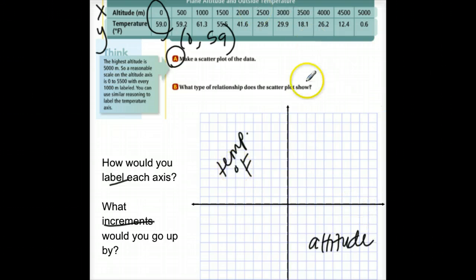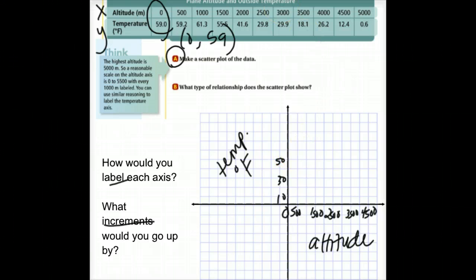Alright, now I need to think about what I want to go up by on my x-axis. As you can see, my data points for x's are going up by 500. So if I start with 0, and this line is 500, 1,000, 1,500, 2,000, 2,500. I don't have a lot of room. And my y's, we have anything from almost 60 to 0. I think I'm just going to go up by tens. 20, 30, 40, 50, 60.